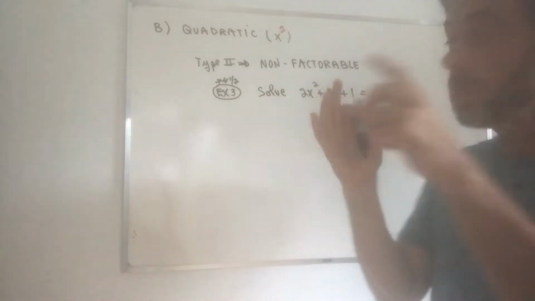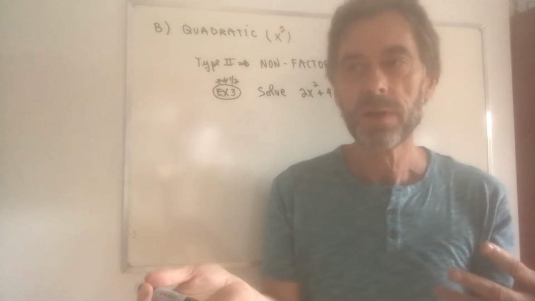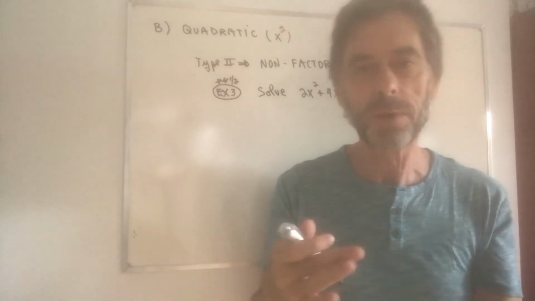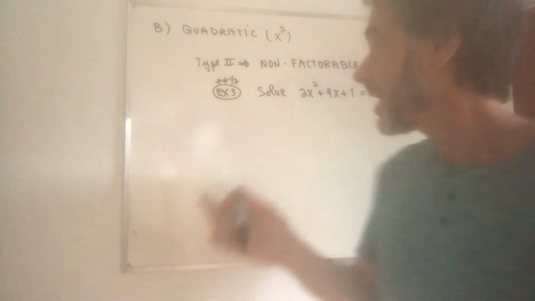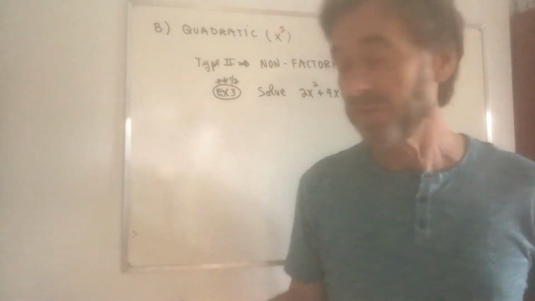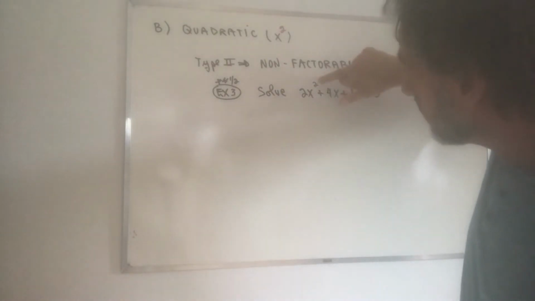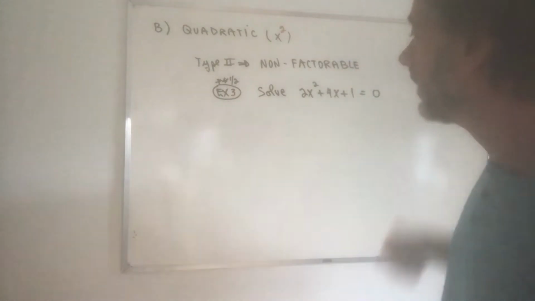So product is 2, limited, right? I mean, it's 1 times 2. And 1 plus 2, or 1 minus 2, or 2 minus 1, nothing is going to give me 4. So this is not factorable. You won't be able to factor this at all. So it's still a quadratic equation because it still has a power 2 on the x.